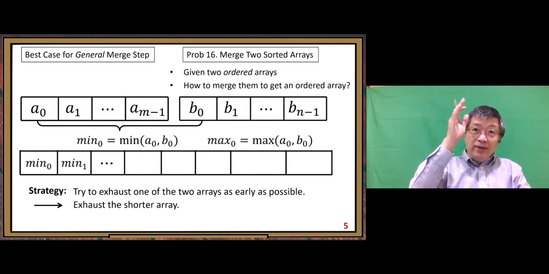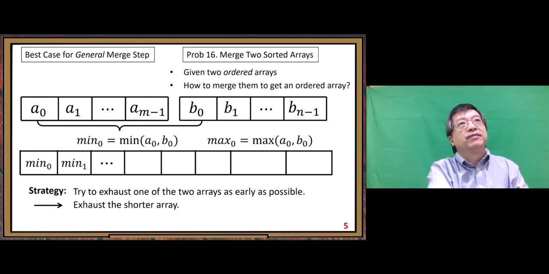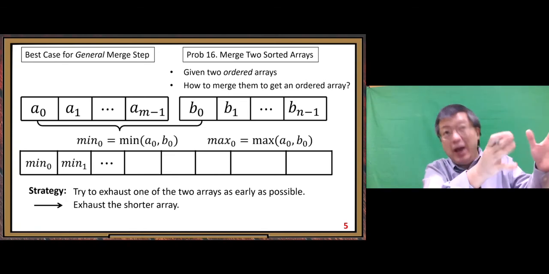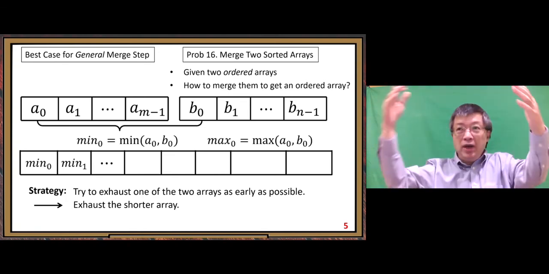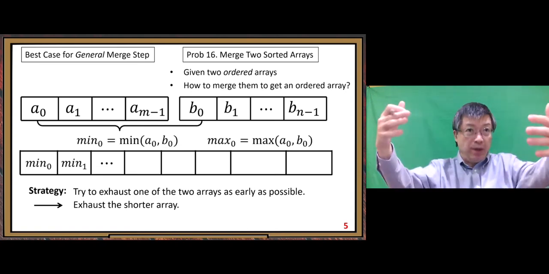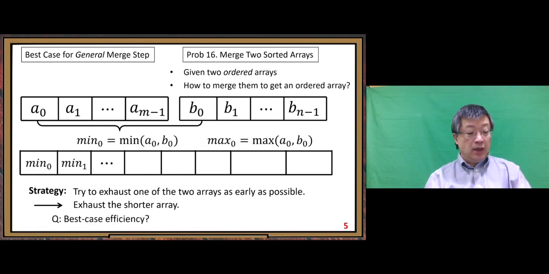The better one, we exhaust the shorter array. Because when you exhaust the shorter array, you use fewer number of comparisons. After that, remaining elements, you just make copy. No comparison. Just make copy directly. So that will be faster. All right.